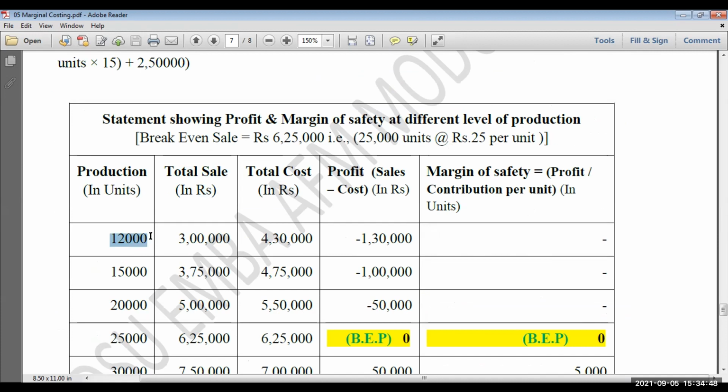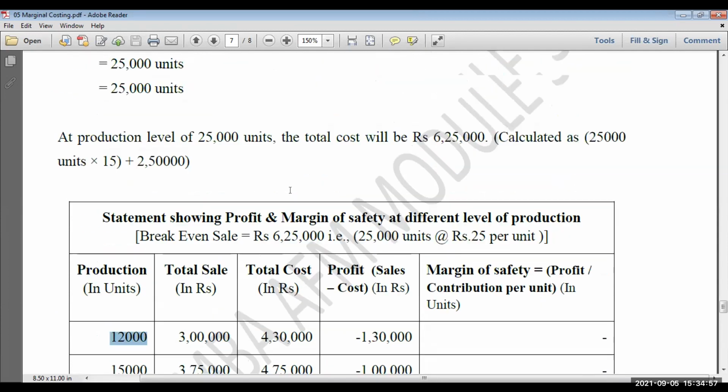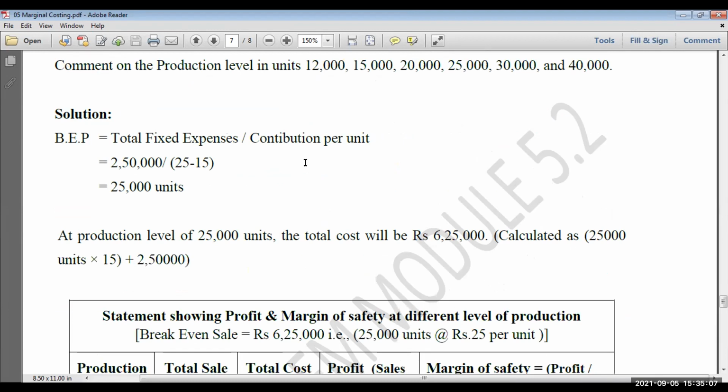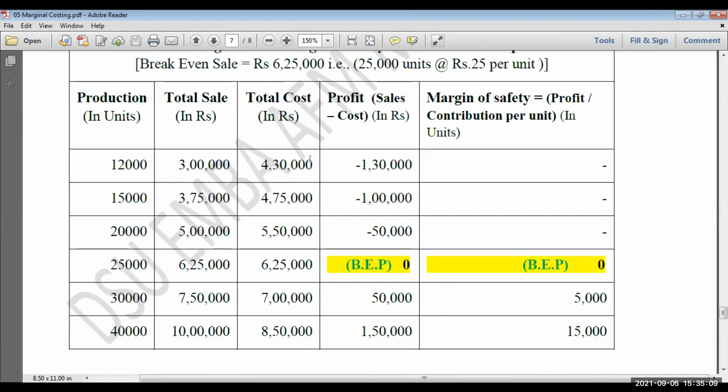15 rupees into 12,000 units is equal to 1,80,000 plus what is the fixed cost? 2,50,000. If you add, we will get 4,30,000. That's the total cost. If you minus the total cost from the total sales, you will get profit. But that is in minus, so it's a loss.